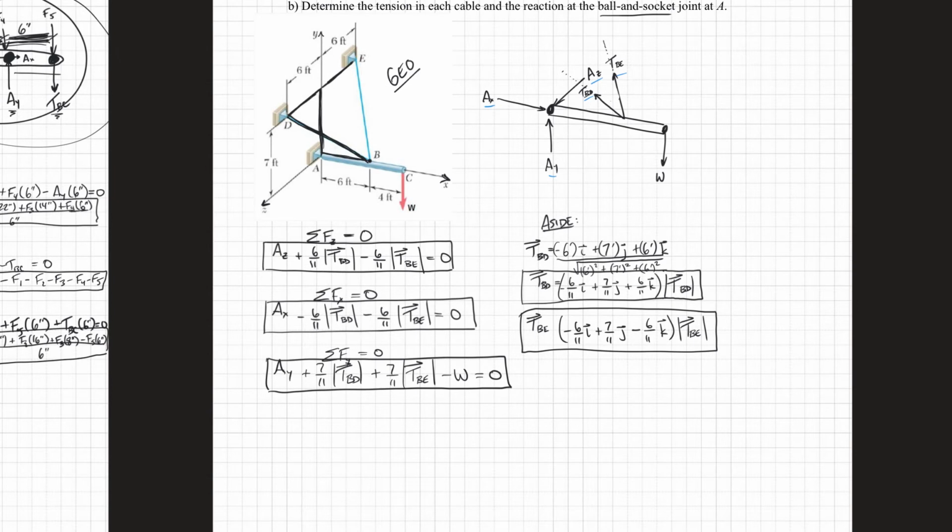So I'm going to do the sum of the moments around A equals 0. I'm choosing A because I don't want to have to deal with AX, AY, or AZ. I'm just going to let those go away. I just don't want to think about them. Let's solve for these tensions, and once I get the tensions, AX, AY, and AZ will come out of these 3 equations that I just showed you.